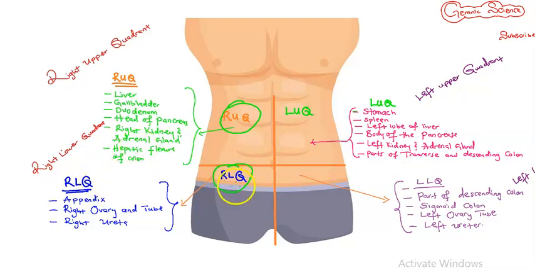So the next one which we have is the right lower quadrant. We can find the appendix, right ovary and tube, right ureter. So the last one, which is LLQ, left lower quadrant. In this case, we can have things like part of the descending colon, sigmoid colon, left ovary and tube, and the last one, which is the left ureter.